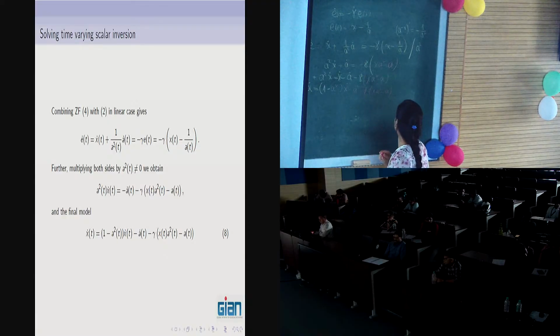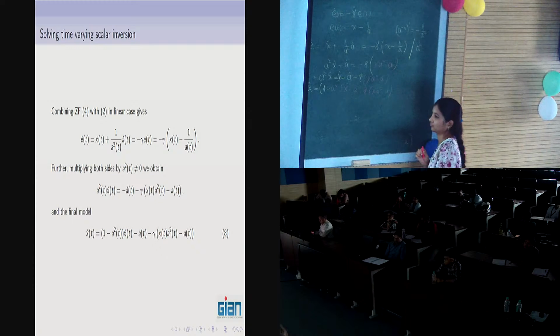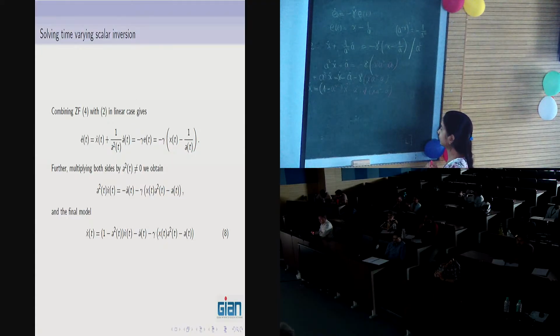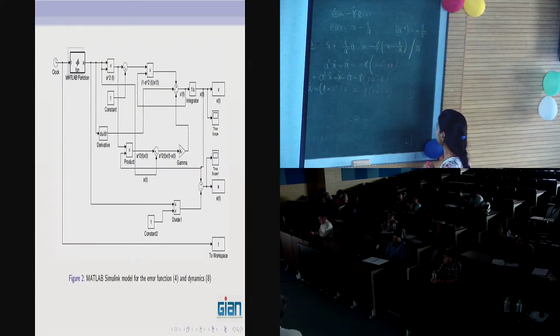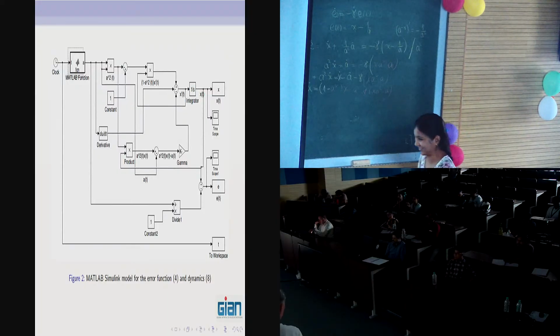Simple way, looks only complicated than GNN because of plus, plus, minus, because of derivatives of product, and the corresponding ZNN model. Okay, thank you, thank you.